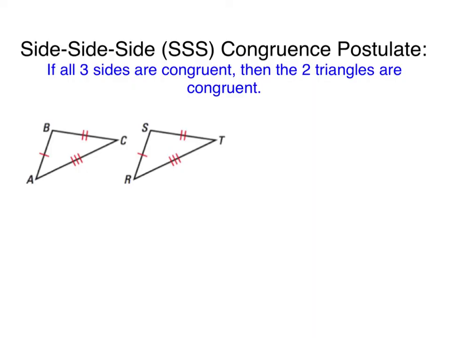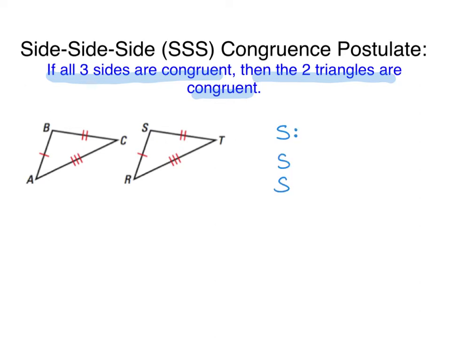So the SSS, side, side, side congruence postulate, states if all 3 sides are congruent, then the 2 triangles are congruent. All right, so if we get that, we have SSS. So to prove SSS, you'd want to notice all the markings, and we'd have a side, and a side.